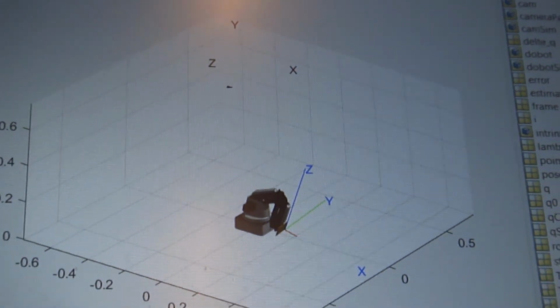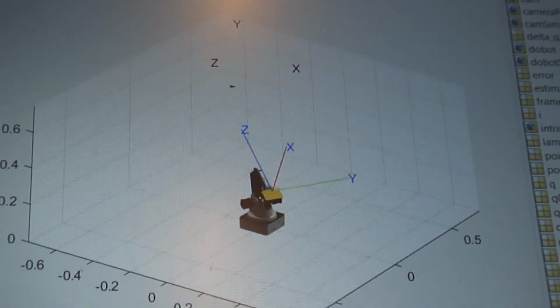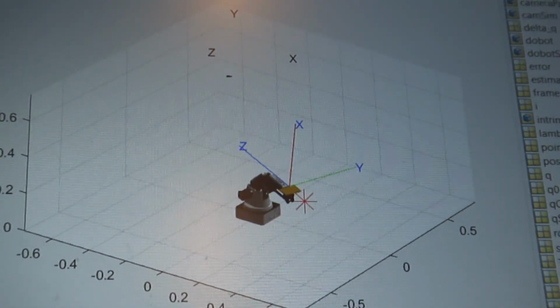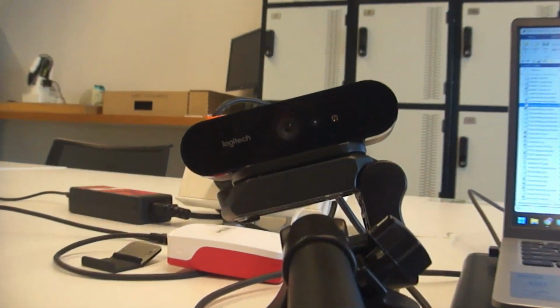This project was created using MATLAB with pattern recognition and Peter Corke's robotics toolbox. A Logitech Brio was used as an RGBD sensor for this project. However, its depth sensing capability was ultimately not required for our system.